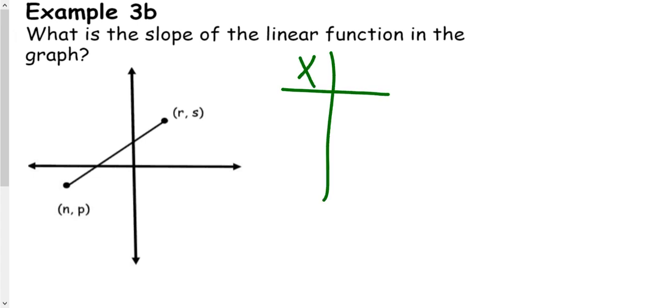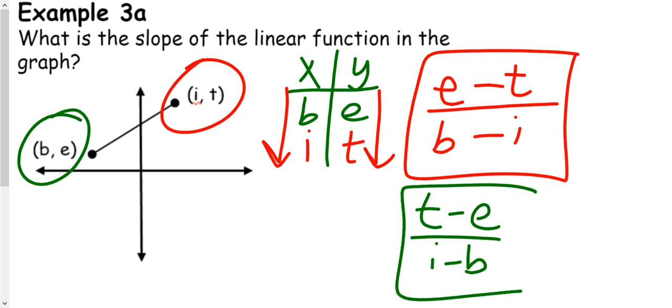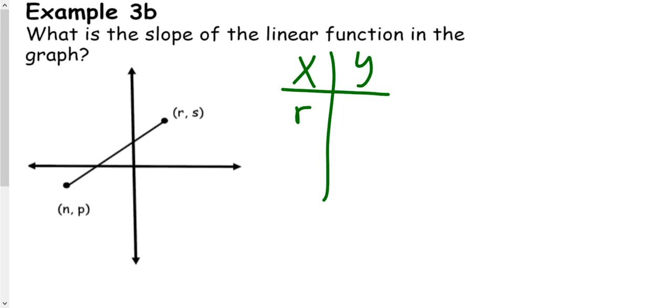Remember that we want our input-output. And you've just got to take your points, and it doesn't matter. I should point out that this example, you could also say T minus E over I minus B. That would be okay too, either one of those. So here I'm putting in my 2 points, okay? And it doesn't matter if you flip those, you can get the same answer, okay?